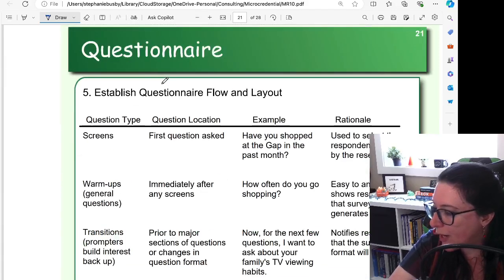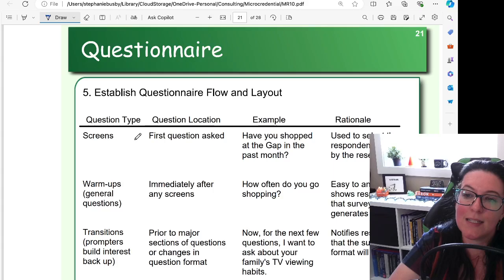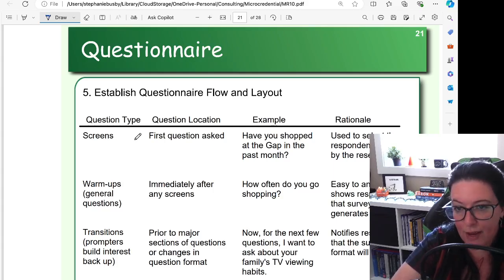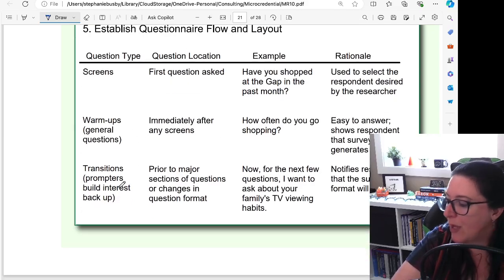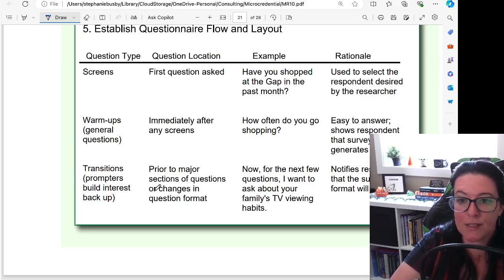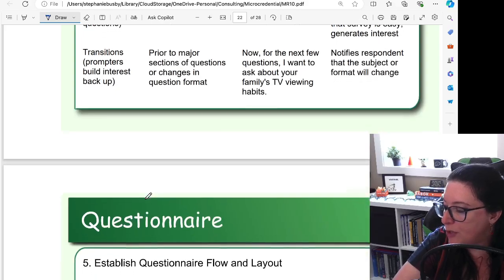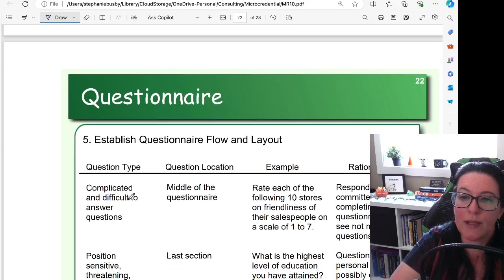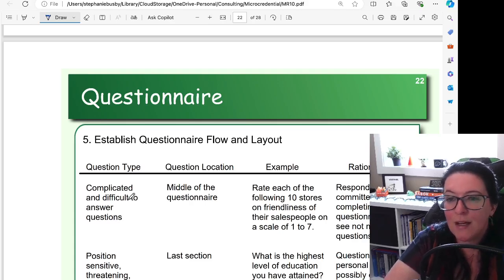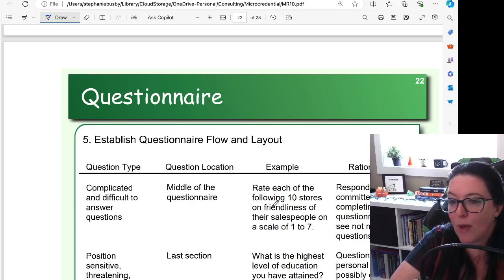Okay. So your general organization is a screen to see if they should be completing the survey, a warm-up of general questions that are easy to answer, transitions into your sections. You may have skip questions to see whether or not that particular section applies to them. And then once you're in that section, put your questions as much as possible in order of complexity. Easy questions first to get them into it. Questions that make them think, the attitude scales, go next.